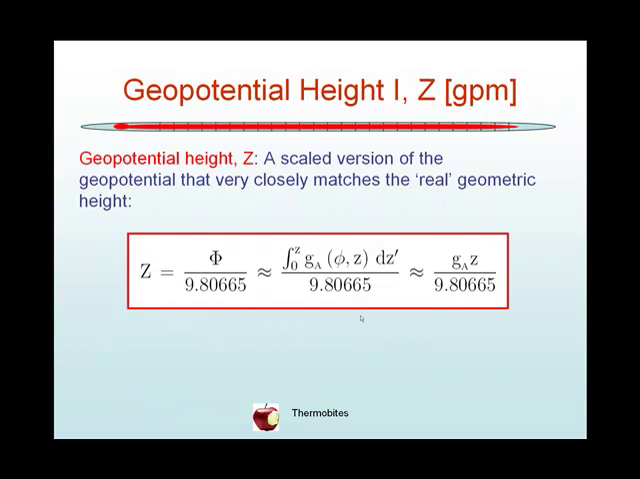Well, we can define something known as the geopotential height, which is a scaled version of the geopotential that very closely matches the real geometric height, but is not exactly the same. So if we divide through the geopotential by 9.80665, which is gravity at 45 degrees, this is approximately Ga multiplied by z divided by 9.80665, you get the geopotential height. If you take the geopotential and you divide through by gravity for that given latitude, then you obtain the geometric height. So the geopotential height and the geometric height will be similar, but won't be precisely the same.